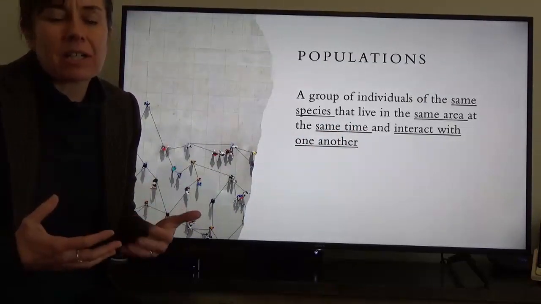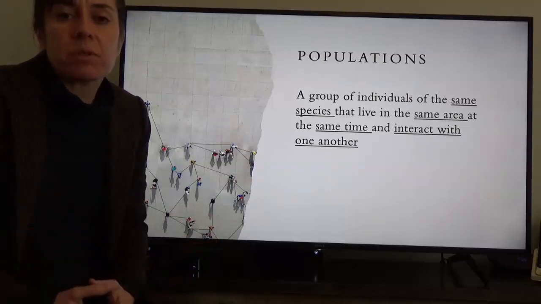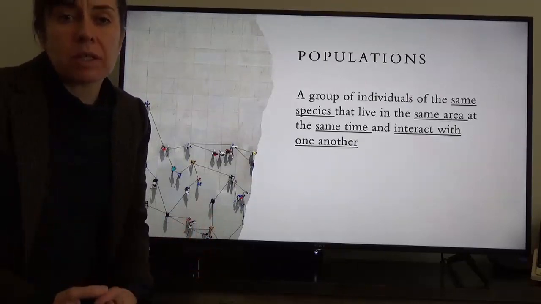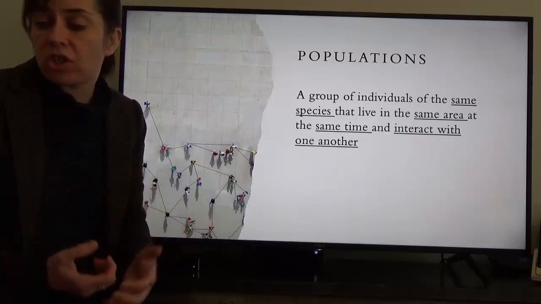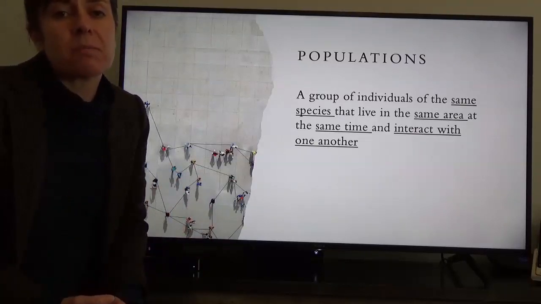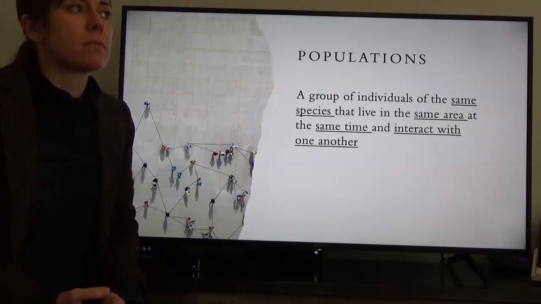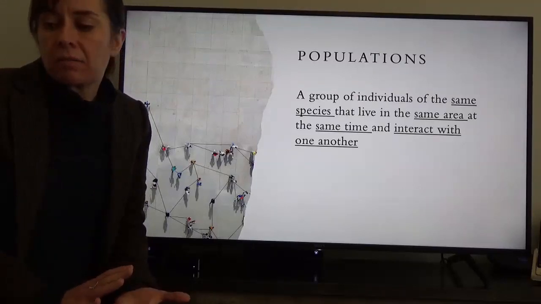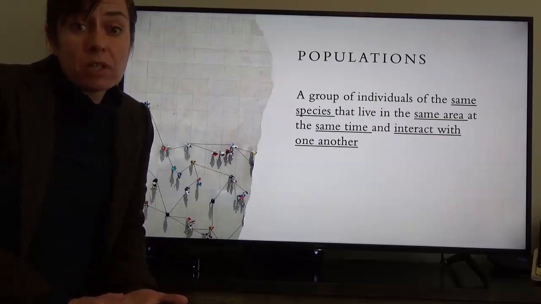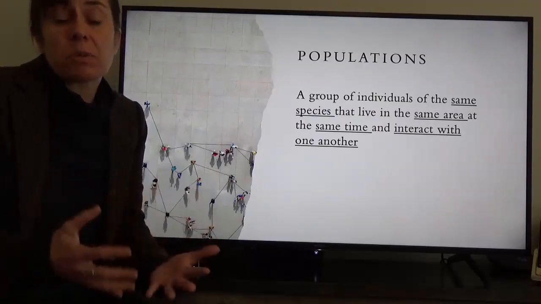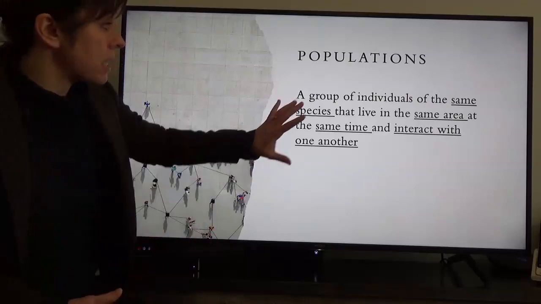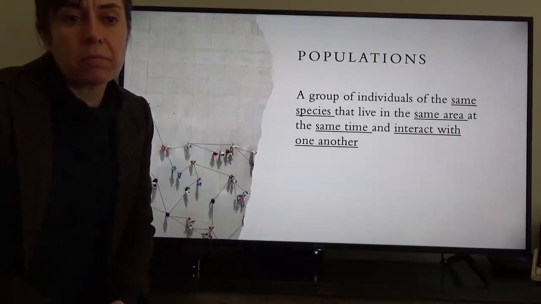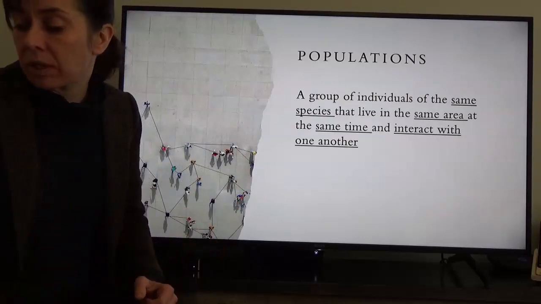So what does interaction mean? Well, for a sexually reproducing species, this may mean individuals reproducing with one another, so exchanging genes. But interactions can mean other things as well. We know there are lots of different interactions that happen amongst organisms, including competition, cooperation, and various other interactions between individuals. So this need not be limited to individuals that can reproduce with one another.